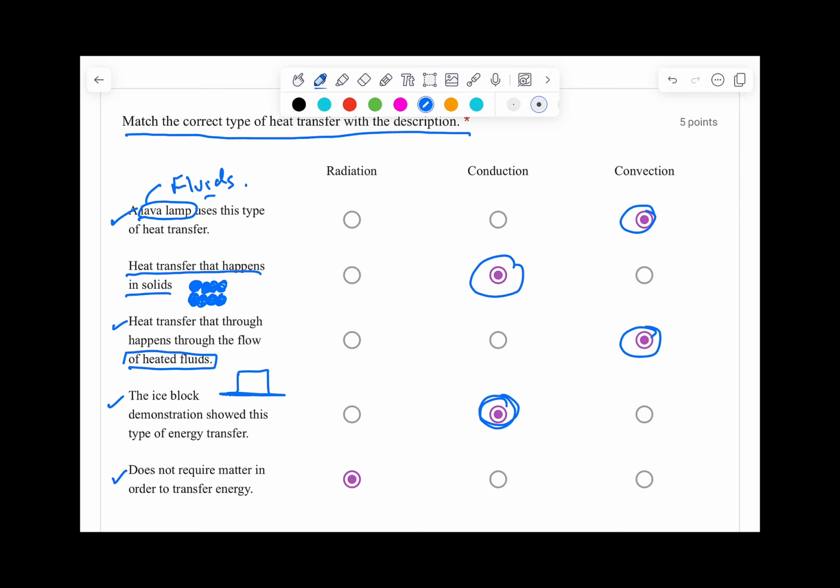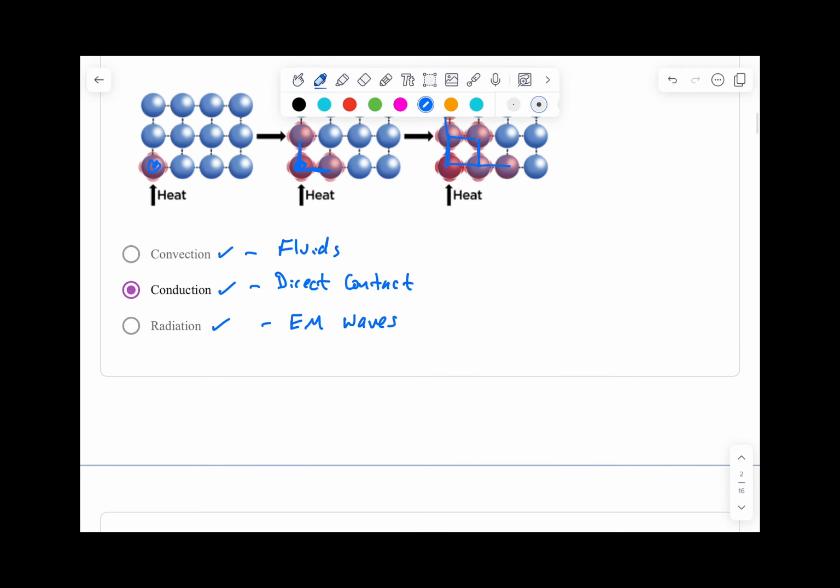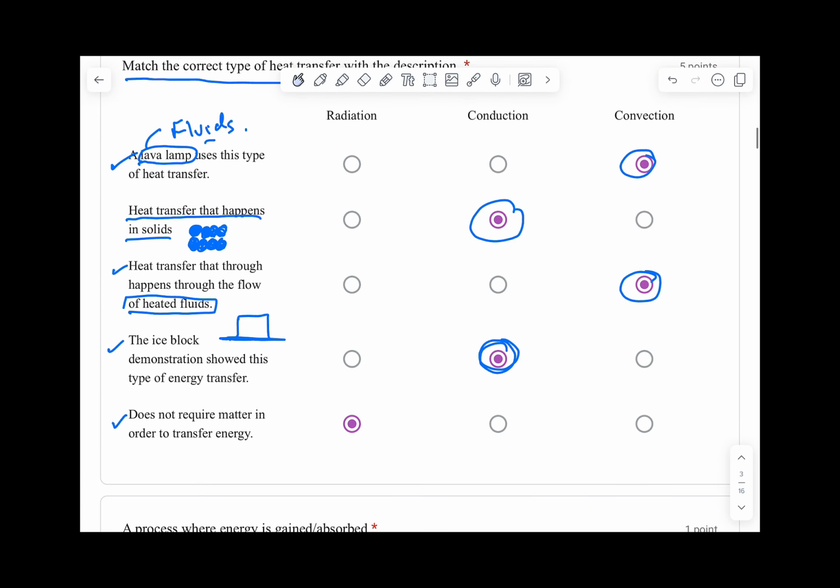This type of heat transfer does not require matter in order to transfer energy. And again, we talked about the fact that when we are looking at radiation, which is heat transfer through electromagnetic waves, it doesn't require any sort of matter in order to conduct that energy. Both conduction and convection do. Convection requires fluids, and conduction requires direct contact between two different sets of particles. So as a result of that, your best choice of answer there is going to be radiation.